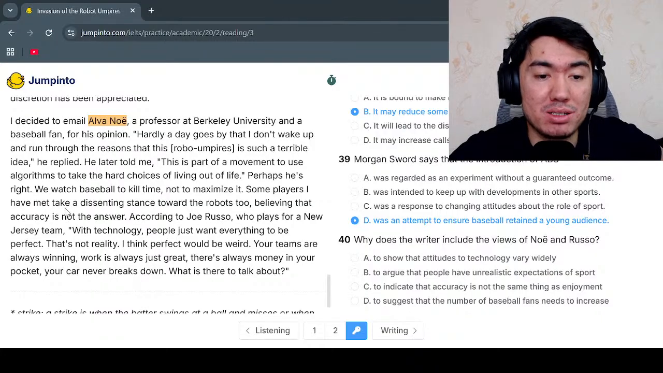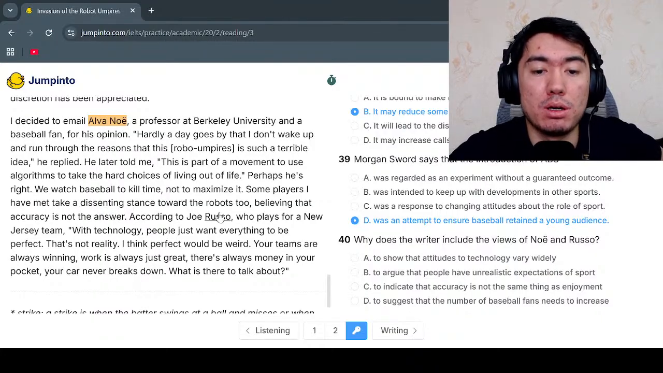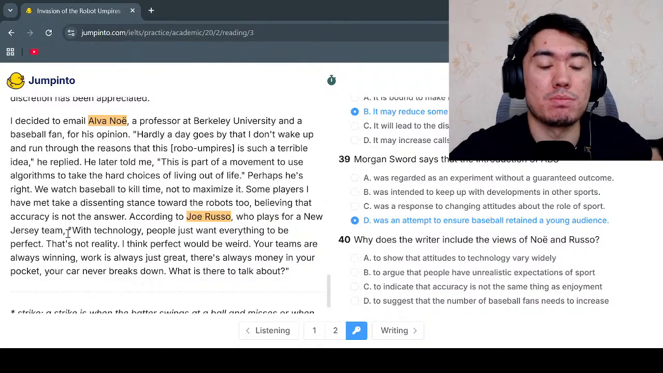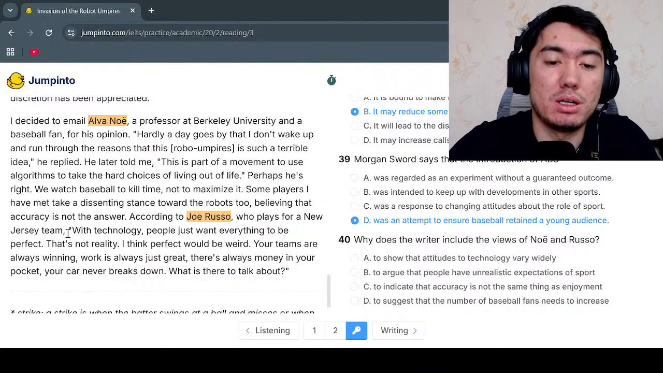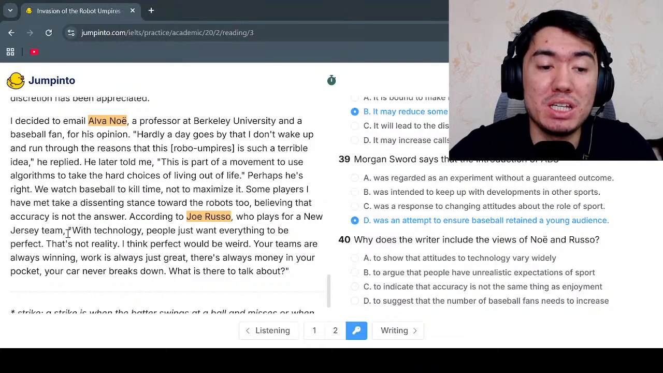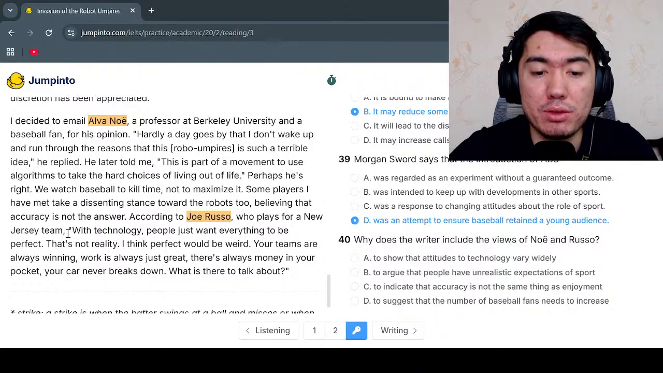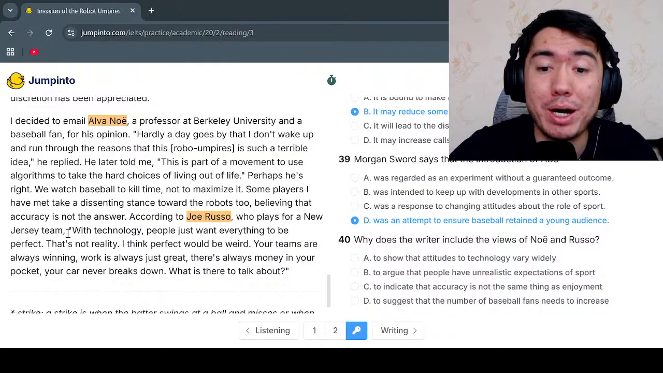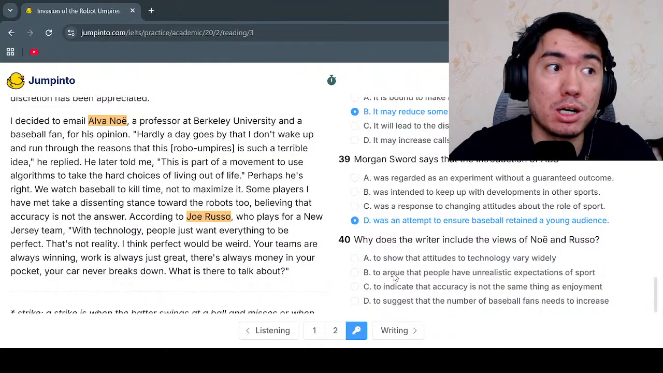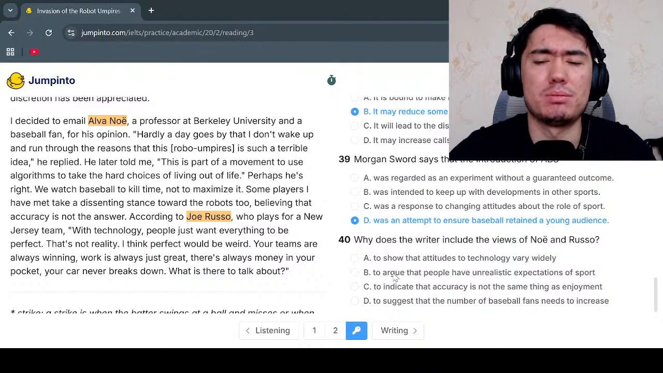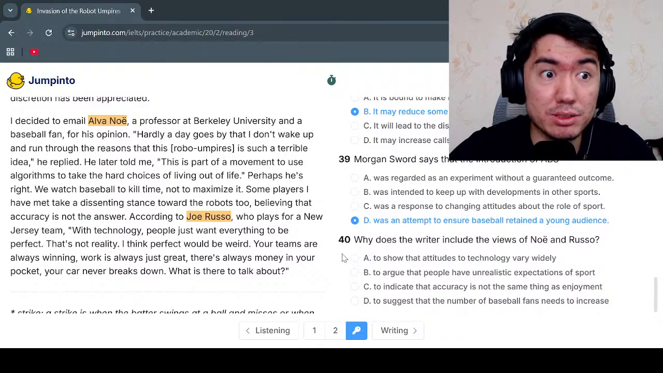Some players I have met take a dissenting stance toward the robots too, believing that accuracy is not the answer. According to Russo, who plays for a New Jersey team, with technology, people just want everything to be perfect. That's not reality. I think perfect would be weird. Your teams are always winning. Work is always just great. There's always money in your pocket. Your car never breaks down. What is there to talk about? Yeah, I don't know what you can talk about if you don't have any problems ever. I guess I'll never find out.